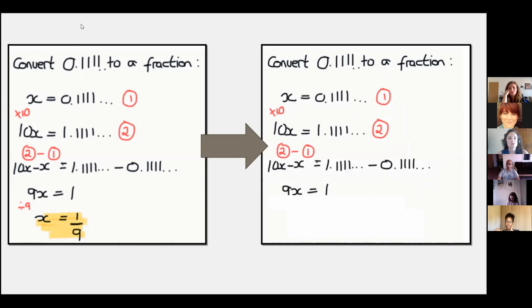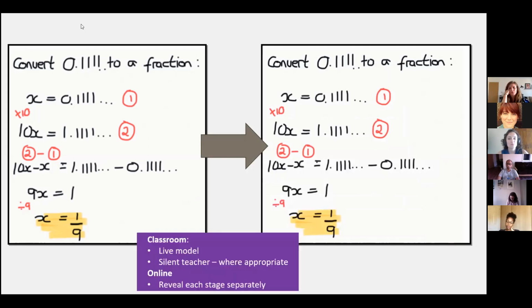Now, if I was to do this in the classroom, I would do this through live modelling it, put silent teach where appropriate, where I live model it, pausing at each step and then explaining it. But online, I would reveal it the same way as I just have done to you.